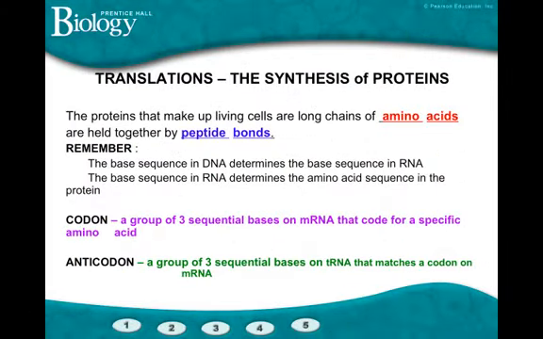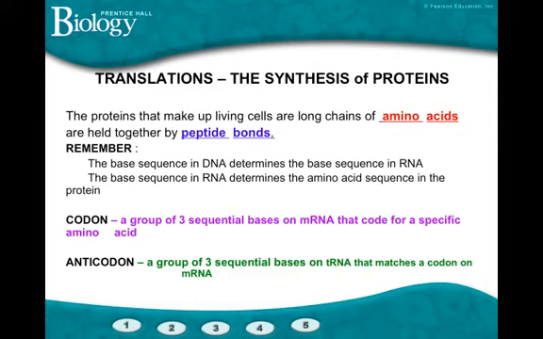So we're looking at the process of translation, and that's basically how do we go from that messenger RNA to a protein that was coded for by a gene. So the proteins that make up living cells are long chains of amino acids. They're held together by what are called peptide bonds. So we can refer to a long protein as a polypeptide chain.